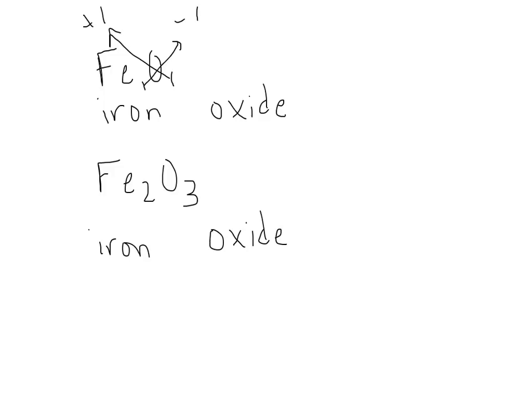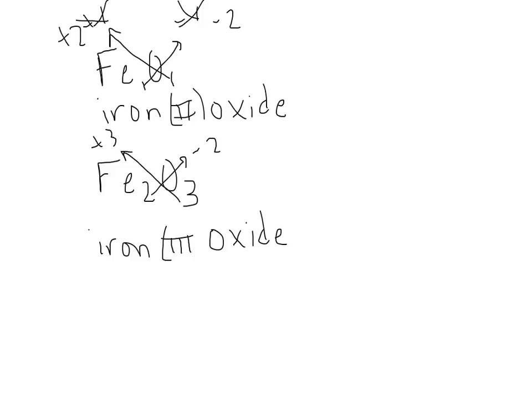Iron must be a +1 if oxygen is a -1. But when we look on the periodic table, oxygen comes from group 16, and oxygen is not a -1. Oxygen is actually a -2. Therefore, iron must also be a +2. So we're going to write a Roman numeral 2 after the iron. Now on the one down below, we switch it. Iron must be a +3, oxygen must be a -2. So after iron, we're going to write the Roman numeral 3.